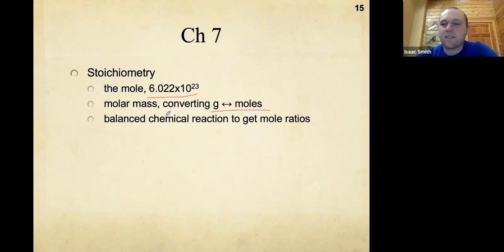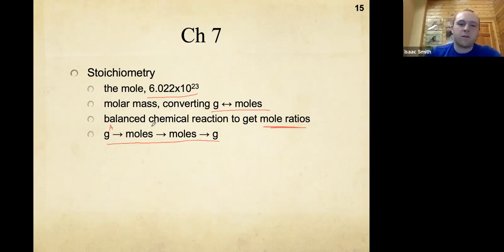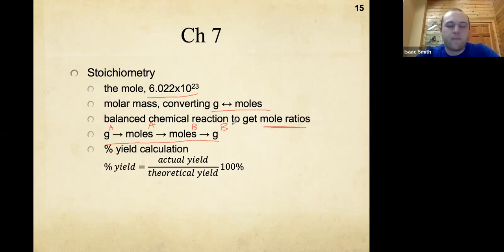Balanced chemical equations give us the mole ratios. They have the integers at the front. So we can go from grams to moles, moles to grams. In my map, I say from grams of A to moles of A, over to moles of B, and then over to grams of B. We did this a bazillion times. Also remember the percent yield calculation: actual yield over theoretical yield gives you your percent yield.